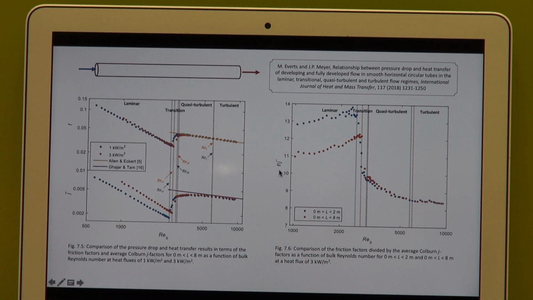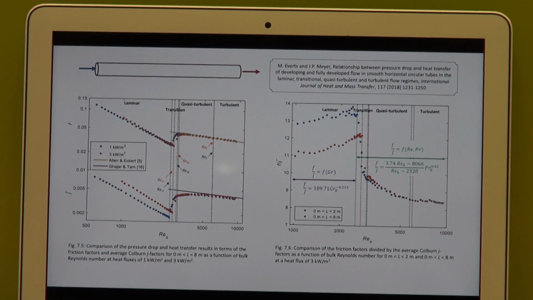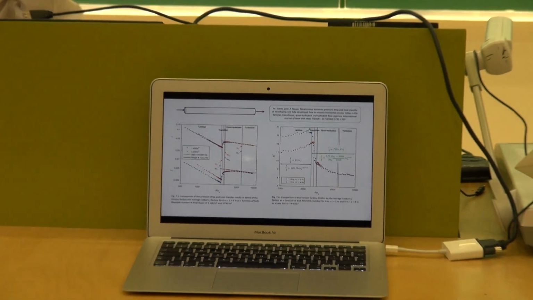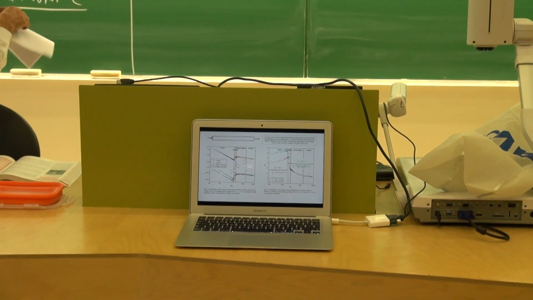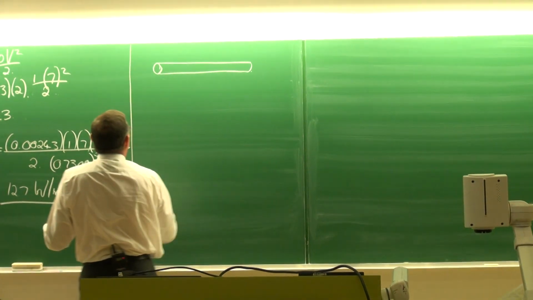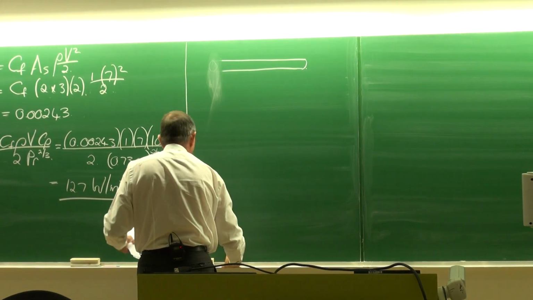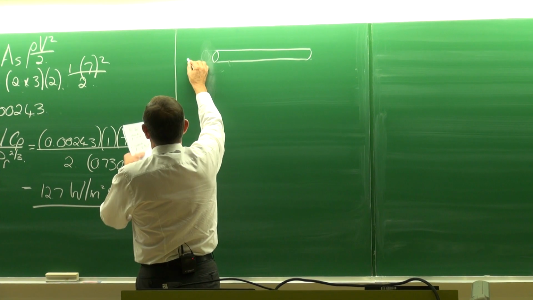But in any case, if you look at the ratio of f divided by j, you would get something like that. And if you go and develop correlations, then you'll see that there's a correlation for laminar flow and there's a correlation for turbulent flow. I didn't include the equation there for transitional flow because we are not going to give a lot of attention to that. So let's look at an example of a tube, flow through a tube, using the same analogy.